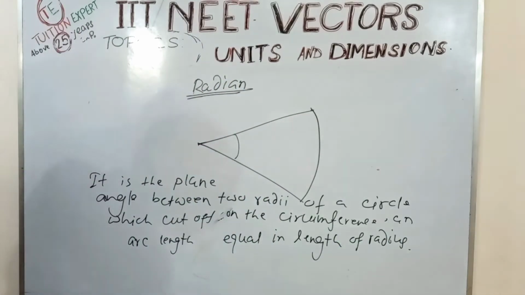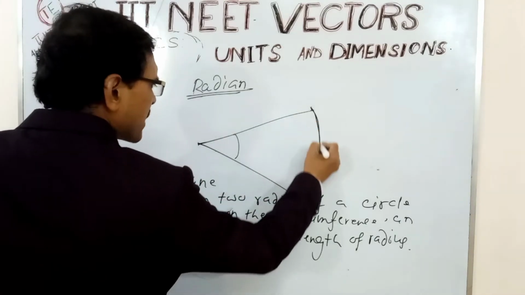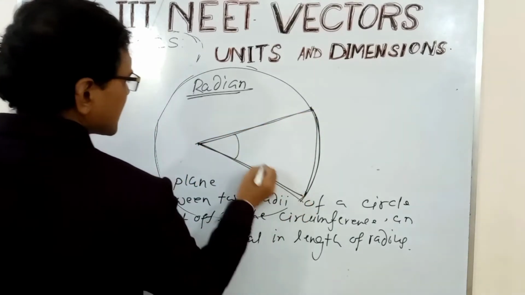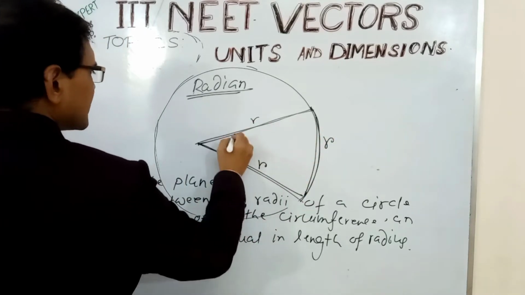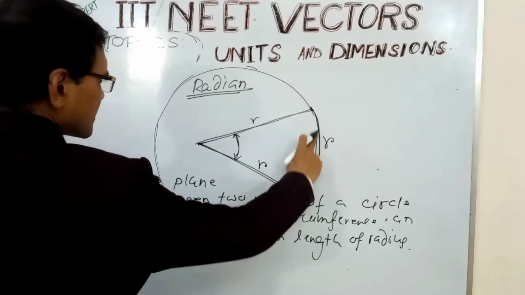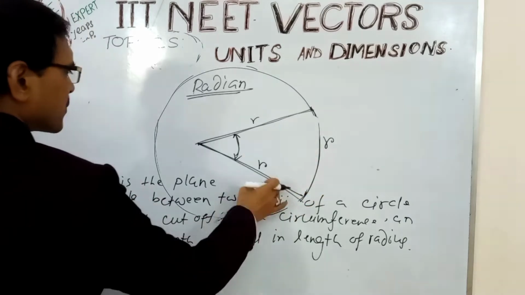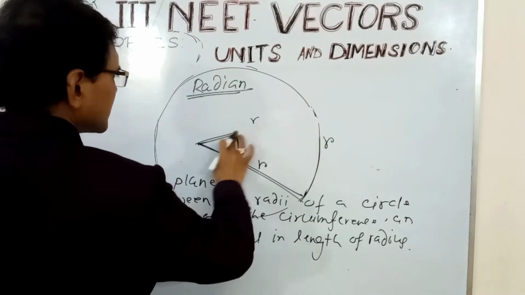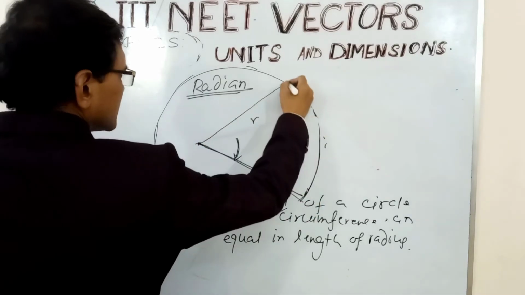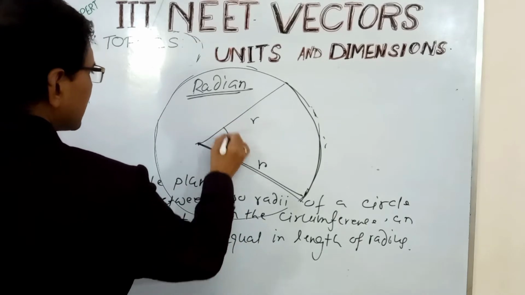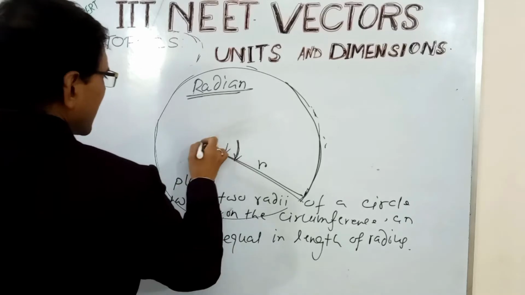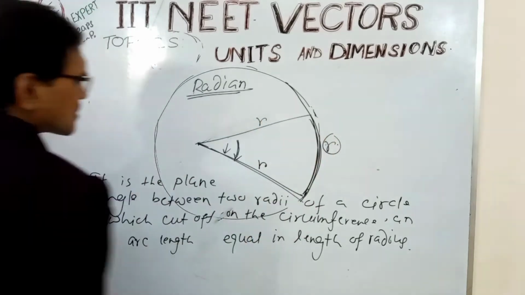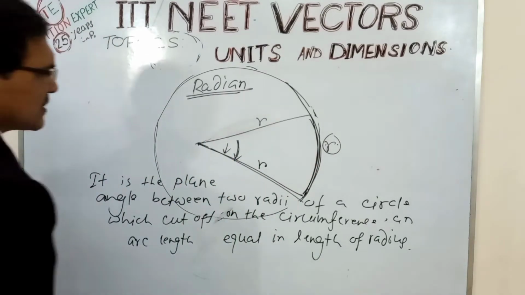So what is a radian? Suppose this is a part of a circle. Now if this radius is r and this is also r, and the length of this part on the circumference is equal to the length of the radius, then that angle is called a radian. But if we increase the length, this is not equal to r, so this angle is not called a radian. So to find the radian, the arc length on the circumference should be equal to the radius of the circle, then that angle is called the radian.